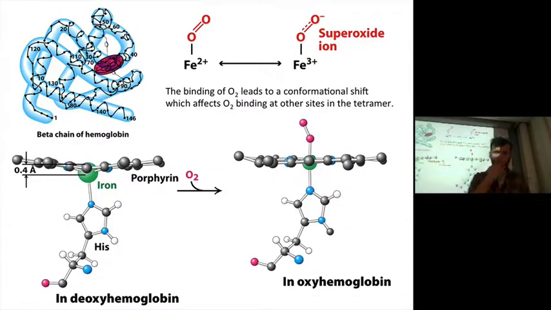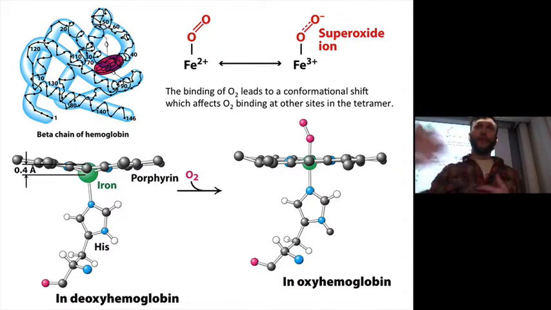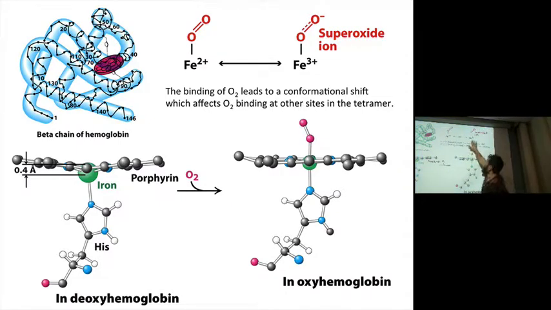So what exactly happens when oxygen binds to the heme group? Well, it binds the iron, it coordinates to the iron, but because of what's called resonance stabilization, the electrons are able to rearrange themselves and form what is called the superoxide ion.